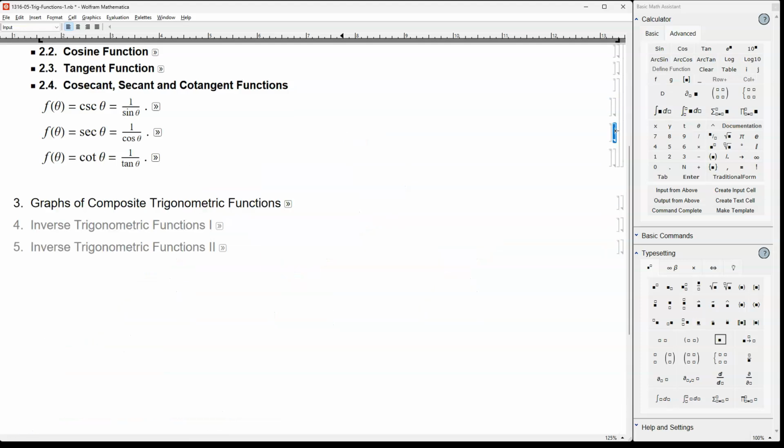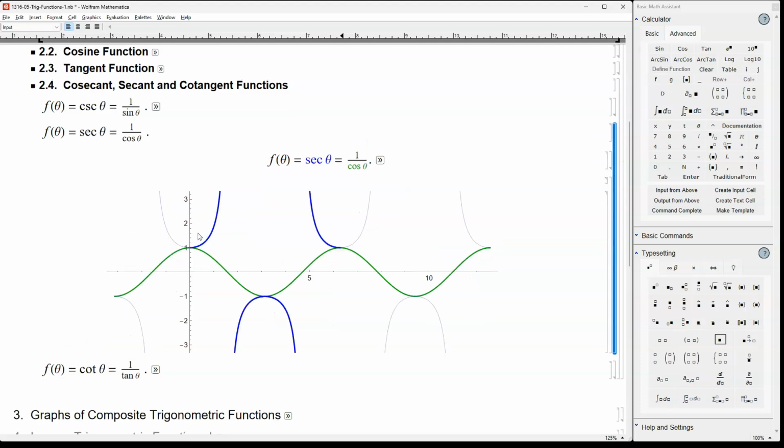Similar thing for the secant function. We do exactly the same thing around the cosine function, highlighted in green, going up and down, up and down, touching the maximum and minimum, upside-down U versus U, and then a vertical asymptote whenever the cosine function hits 0.